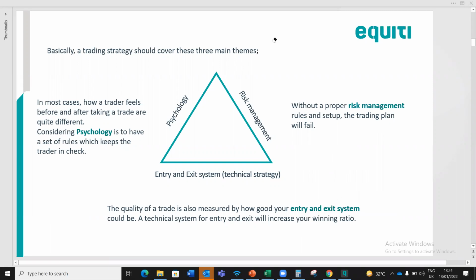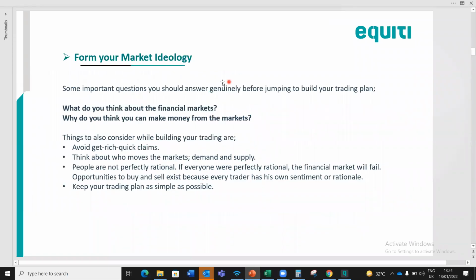All right. So let's continue now. We're talking about forming your market ideology. Now, some important questions you should ask genuinely before jumping to build your trading plan are: what do you think about the financial market? Why do you think you can make money from the financial market?